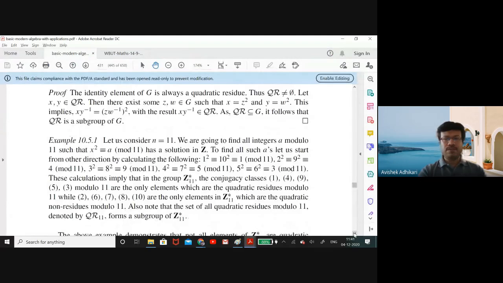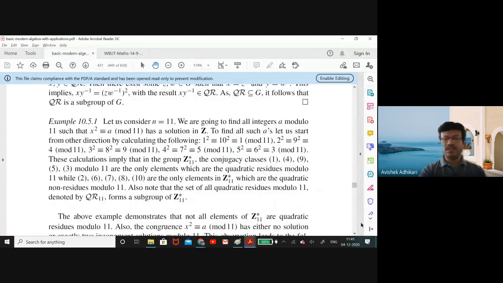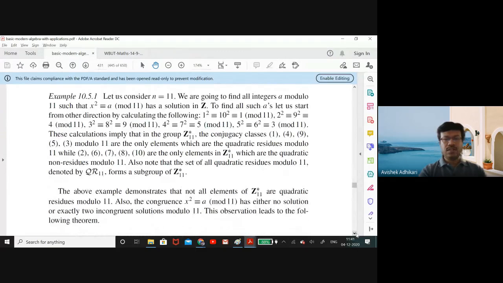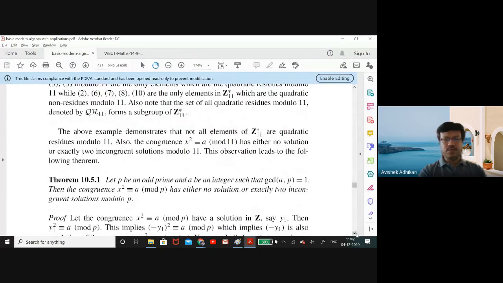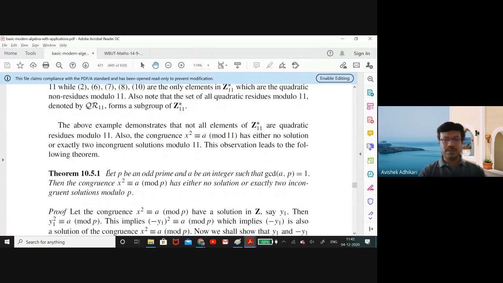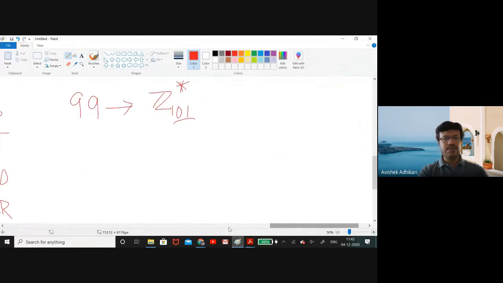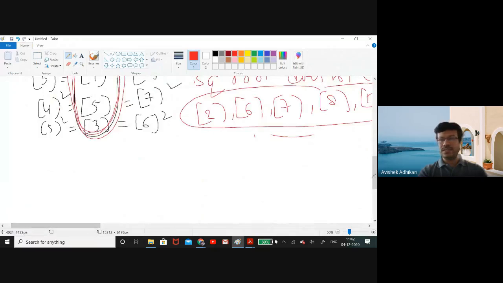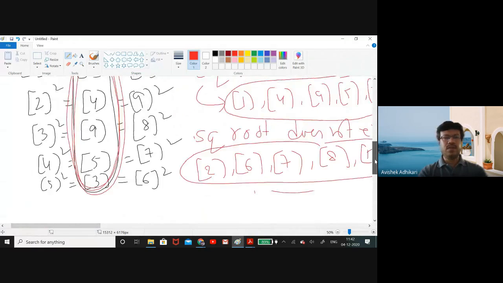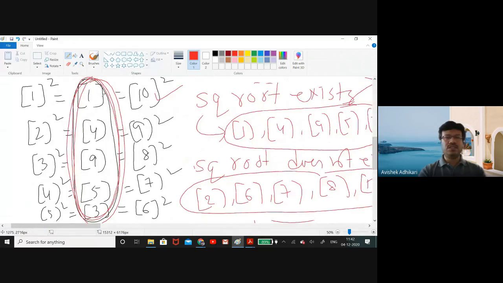Okay. So I have already mentioned Z11 star, and I have already mentioned a few more important results. One thing you see here: if the quadratic residue exists, for example, if 1 is a quadratic residue modulo 11, and I ask exactly how many square roots there are, the answer is exactly 2. So 1 and 10 are the square roots. For 4, 2 and 9 are the square roots.